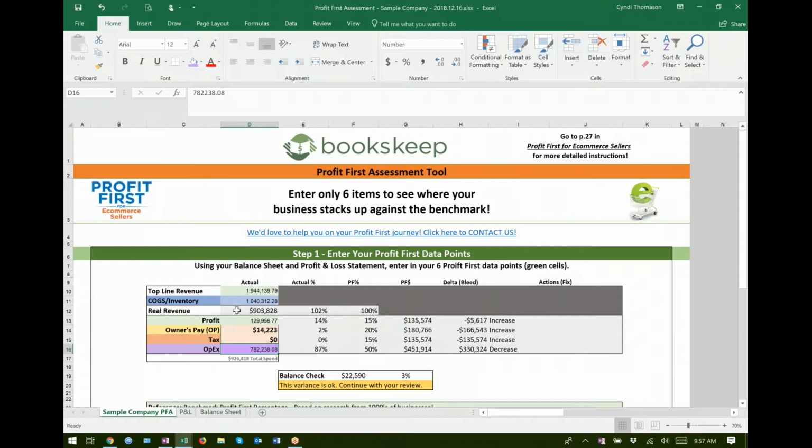So let's talk about what this profit assessment tells us. This profit assessment tells us that the money that goes out of the business for COGS and inventory, really, you have some control over. It's not going to be the money that we focus on for allocating to our Profit First accounts. We want to pay attention to what's going on with our profit, with our owner pay, and with our taxes and operating expenses.